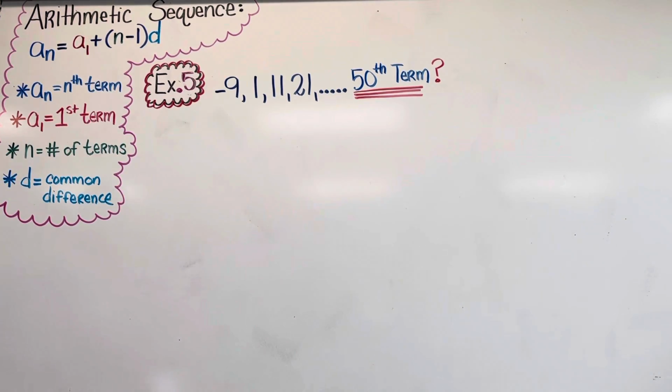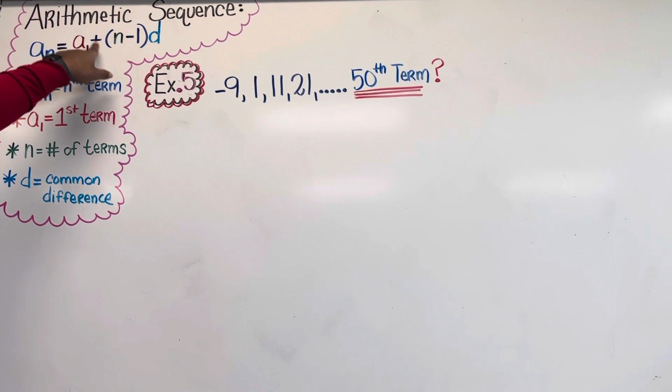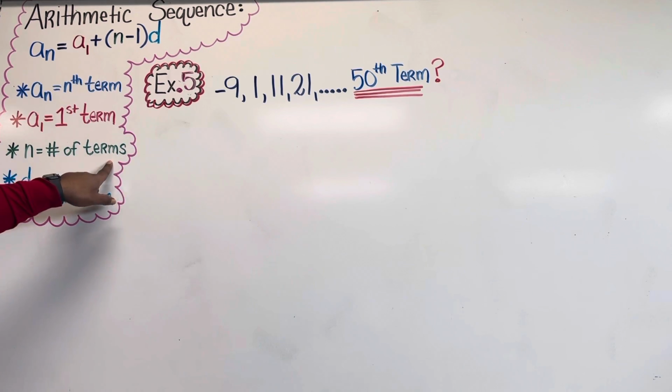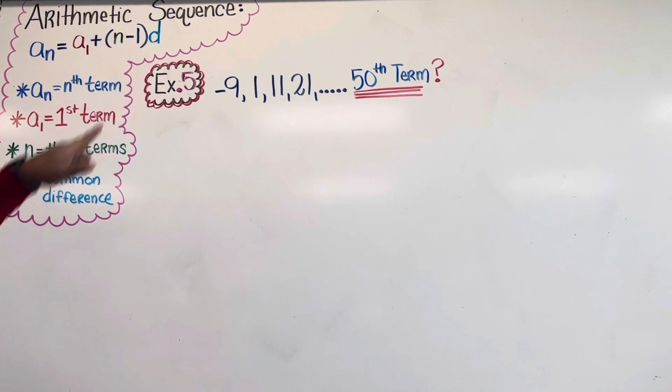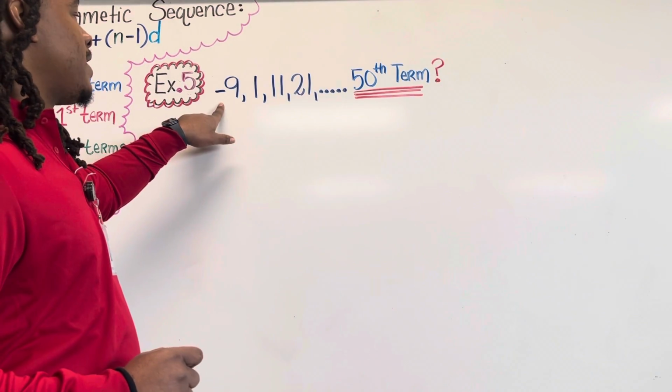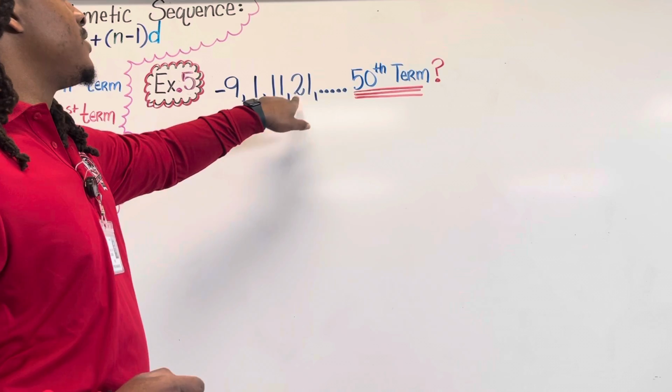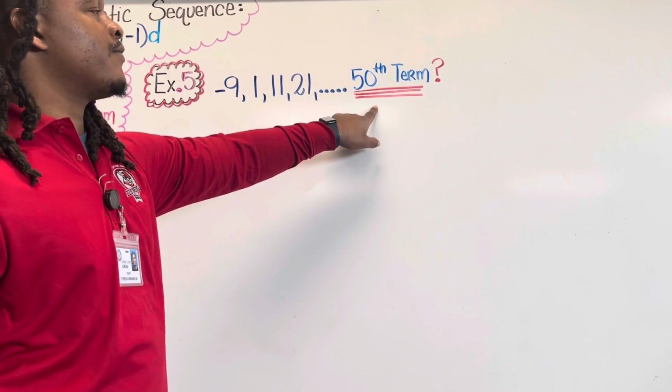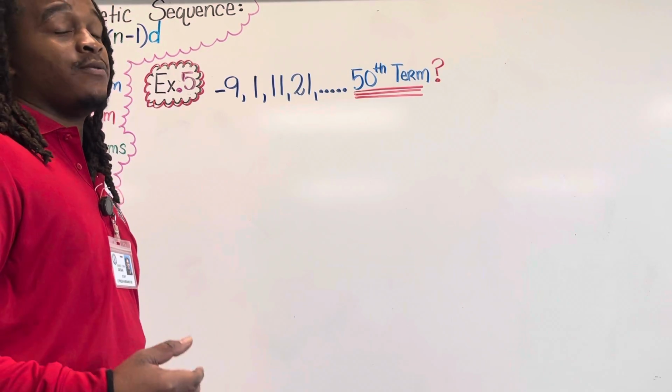So once again, ladies and gentlemen, we already know that for an arithmetic sequence, to find the nth term we follow this formula: an, which represents the nth term, equals a1, which is the first term, plus the parentheses of n, which is the number of terms, minus 1, parentheses closed, times d, which is the common difference between all the terms. So, real quick, guys, we have a sequence of -9, 1, 11, 21, and so on, and we're trying to figure out what would be the 50th term within this sequence.